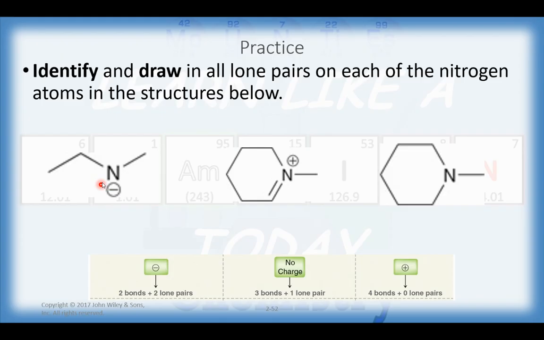In this first structure, we've got nitrogen with two bonds to it and a -1 formal charge. So that -1 formal charge is telling us that we have an extra lone pair beyond what nitrogen typically takes on. So you have two lone pairs. In this structure, we have nitrogen showing a +1 formal charge, and there are four bonds to it. So that would not have any lone pairs on it. And in this last one, three bonds to the nitrogen, no formal charge shown. So there is an implied lone pair on that nitrogen.